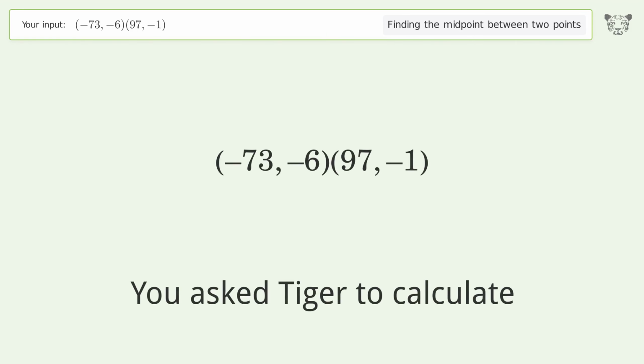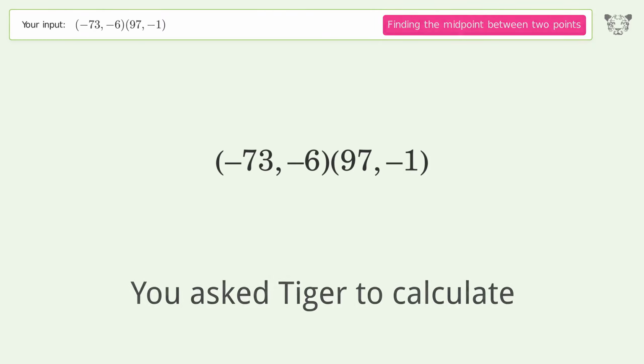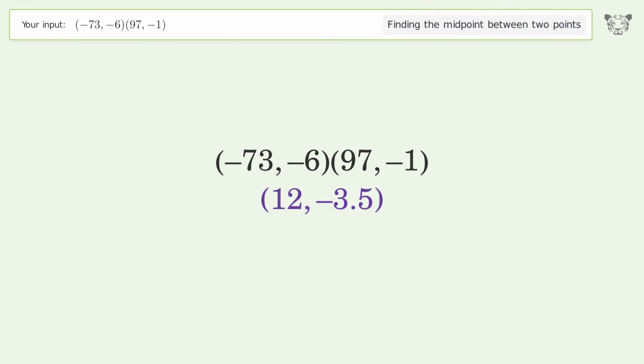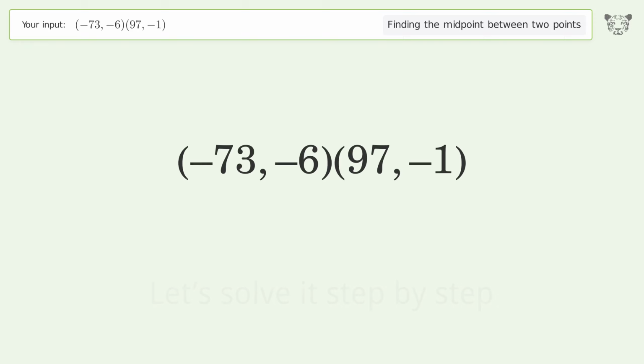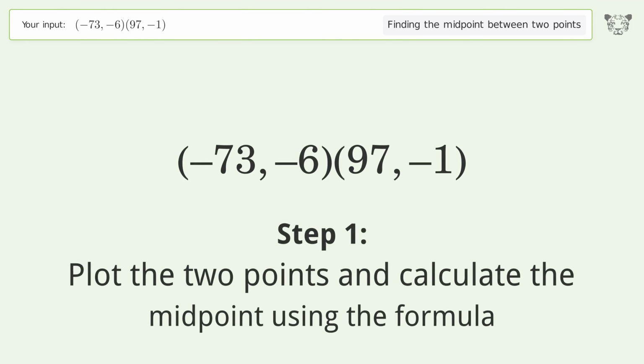You ask Tiger to calculate. This deals with finding the midpoint between 2 points. The midpoint between the 2 points is 12, negative 3.5. Let's solve it step by step. Plot the 2 points and calculate the midpoint using the formula.